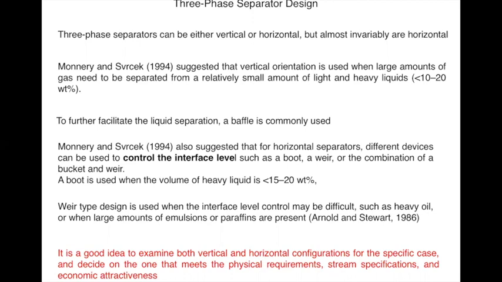And when the volume of heavy liquid gets more than 15 to 20%, then we use the weir and bucket type design, right? So the weir type design is used when the interface level control will be difficult, right? We have to always maintain the interface, otherwise the mixing will happen again, the entrainment will happen again, and therefore we have to use a boot or weir depending on our need.